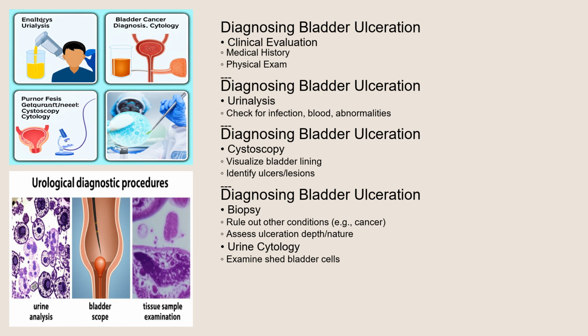Diagnosing bladder ulceration involves a combination of clinical evaluation and diagnostic tests. A thorough medical history and physical exam are essential, and urinalysis is performed to check for infection, blood, or other abnormalities. Cystoscopy, a procedure where a small camera is inserted into the bladder, allows the doctor to visualize the bladder lining directly and identify any ulcers or lesions. Biopsies may be taken during cystoscopy to rule out other conditions, such as bladder cancer, and to assess the depth and nature of the ulceration. Urine cytology, which examines cells shed from the bladder lining, may also be performed.